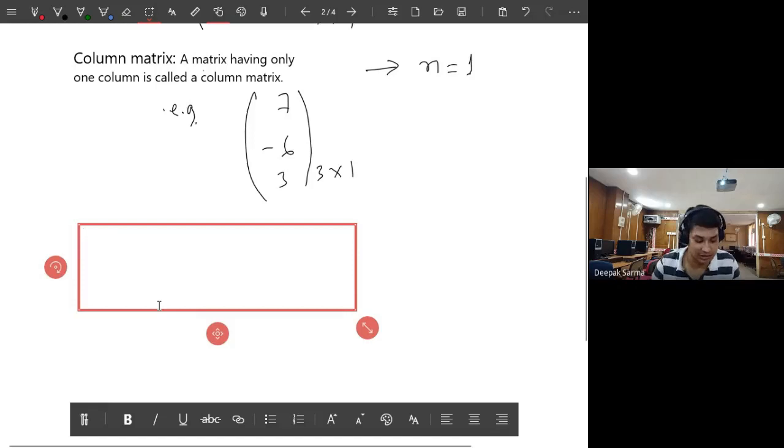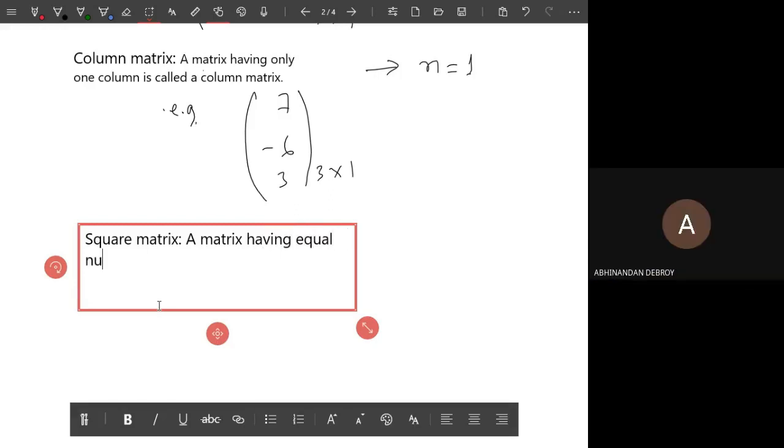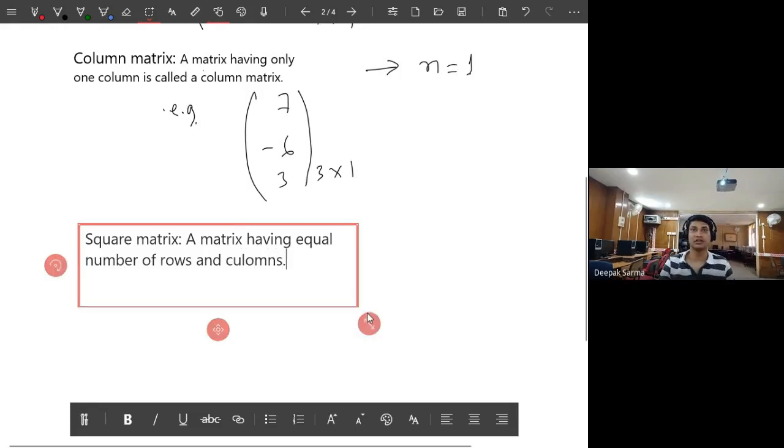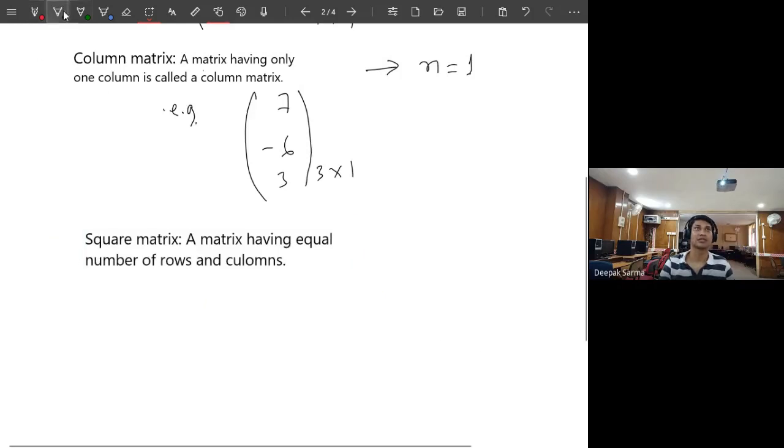Now, another one we discussed. What is that? Square matrix. From the name you can guess. A matrix having an equal number of rows and columns. Okay, can you give an example? I think all of you can. So let me write one.